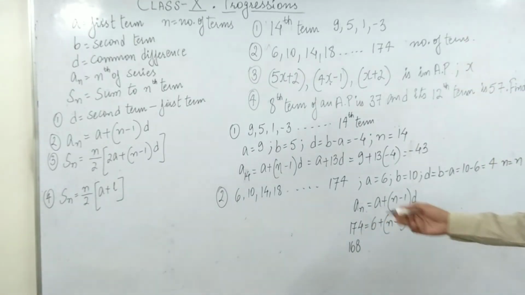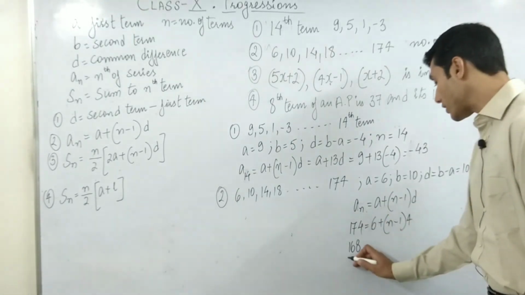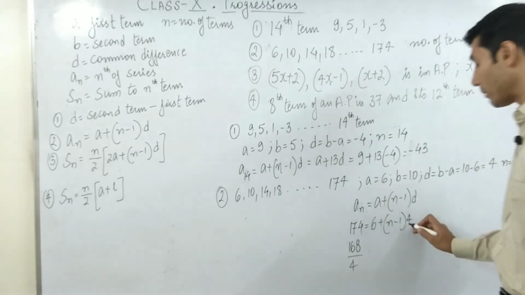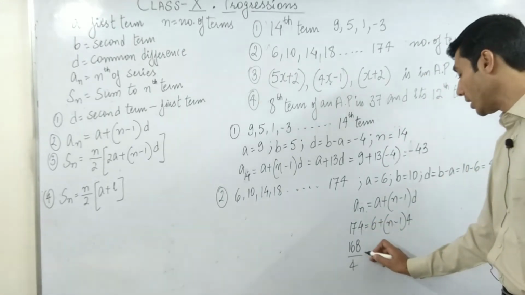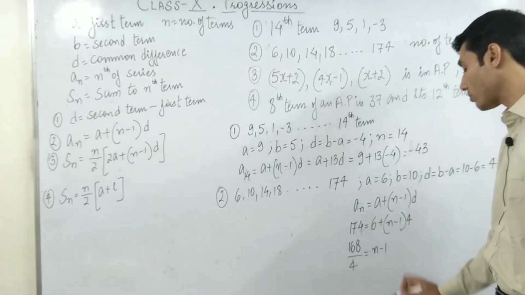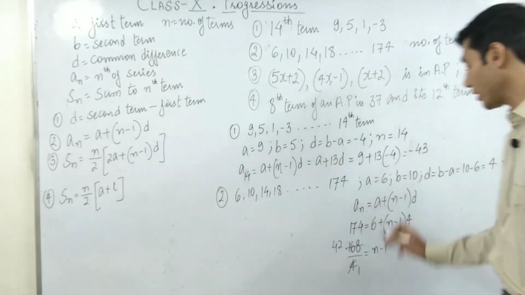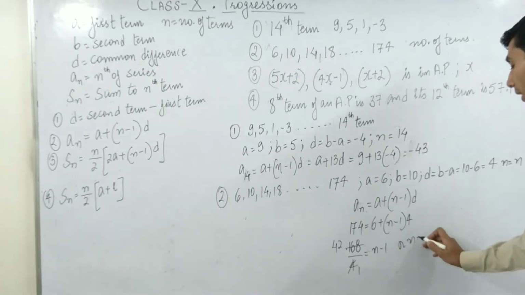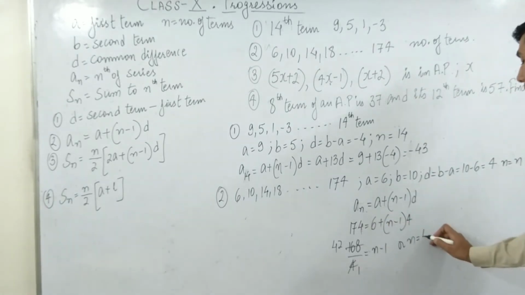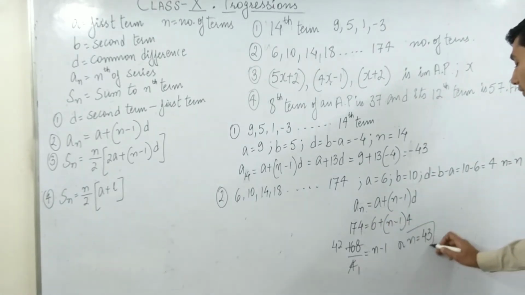174 minus 4 is 170, minus 2 is 168. 168 upon 4, because it was in multiplication there, it will go to division here, and it should be equal to n minus 1. Let's cut this. 4 1s are 4, 4 4s are 16, 4 2s are 8, so n minus 1 should be equal to 42, and plus 1 is 43. So that's the part which is done.